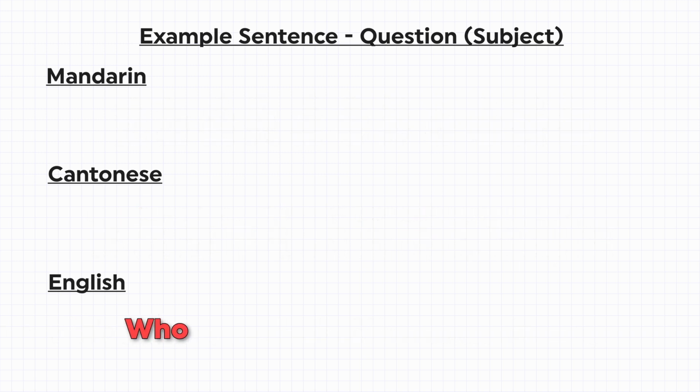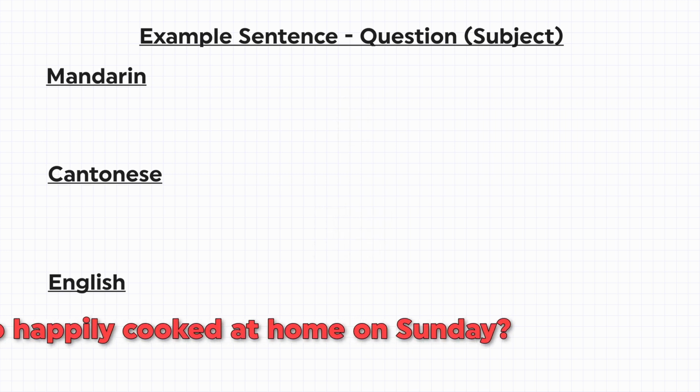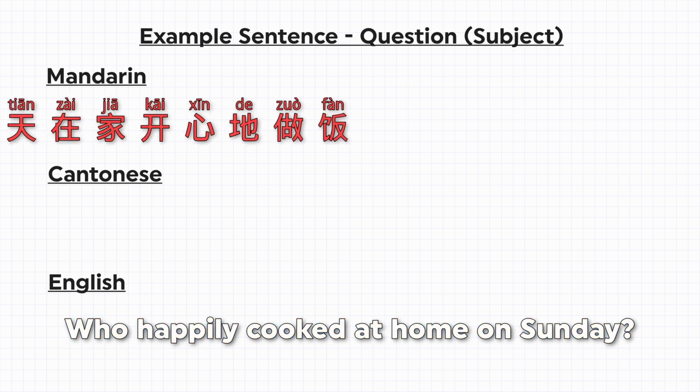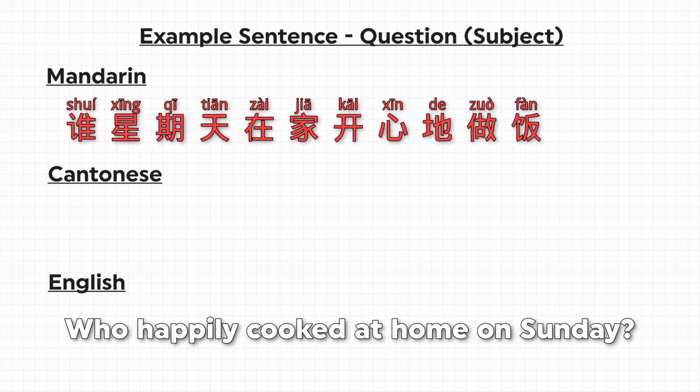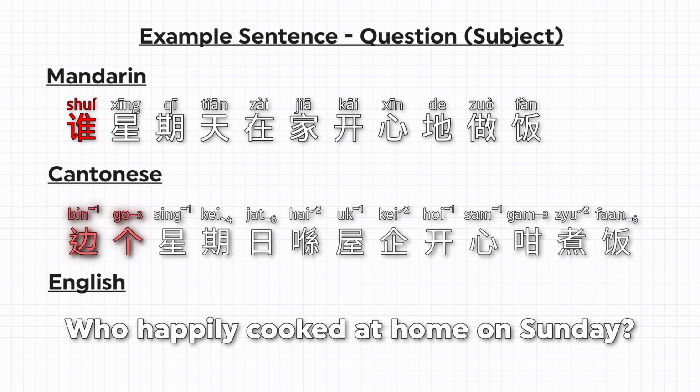So first off, who? To ask who performed the action, we substitute the subject with 谁 or 邊個 in Cantonese. 谁 in Mandarin, 邊個 in Cantonese. So for example, who happily cooked at home on Sunday? Just like English, replace the subject I with who. So in Mandarin, 谁星期天在家開心地做飯? In Cantonese, now replace that subject I with 邊個. Okay? 邊個星期日喺屋企開心咁煮飯? In this case, who replaces the subject, which is the person performing the action. The rest of the sentence stays exactly the same. Told you it'd be easy.